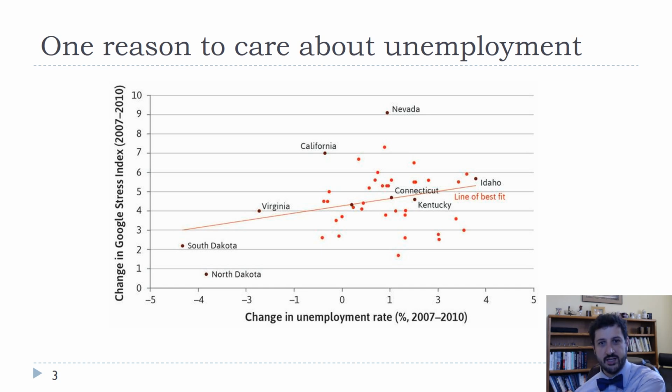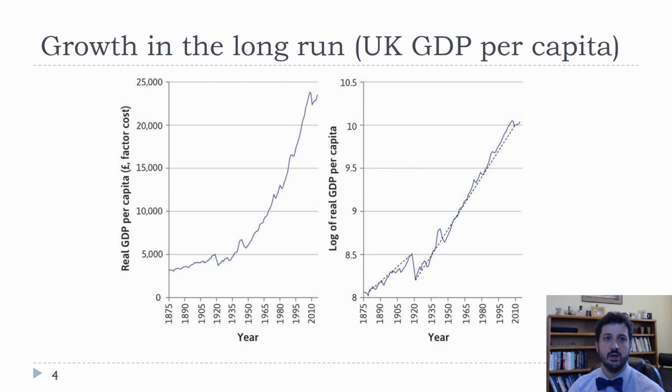And so you can see, if we had another explanatory variable, some of these states that are outliers experienced some of the biggest bubbles in their real estate markets. And so that would be another reason for stress in this period that's obviously related to the Great Recession.